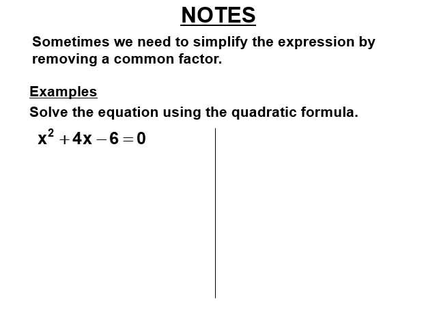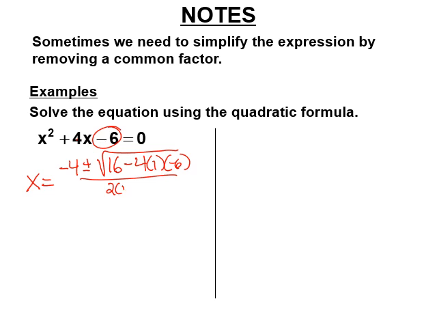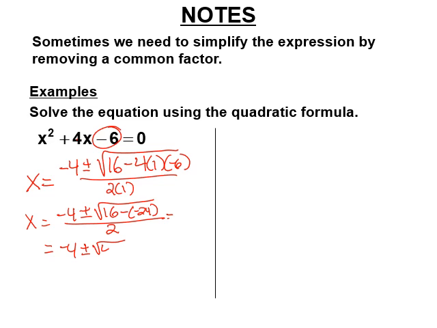Sometimes we're going to have to remove a common factor. Yes, all these things we've learned are coming together. x equals negative b, negative 4, plus or minus the square root of b squared, 16, minus 4 times a, which is 1, times c, which is negative 6, all over 2 times 1. x equals negative 4 plus or minus the square root of 16 minus negative 24 all over 2, which equals negative 4 plus or minus the square root of 40, right?